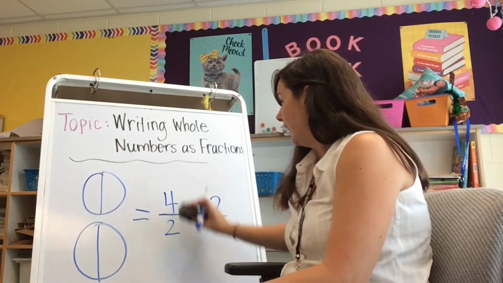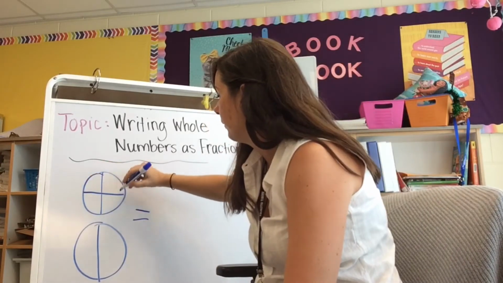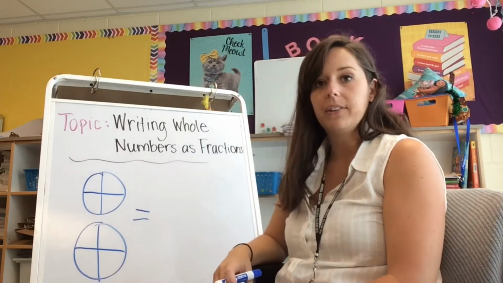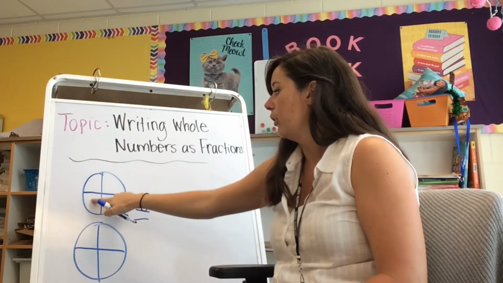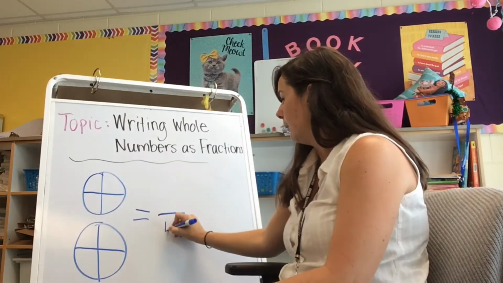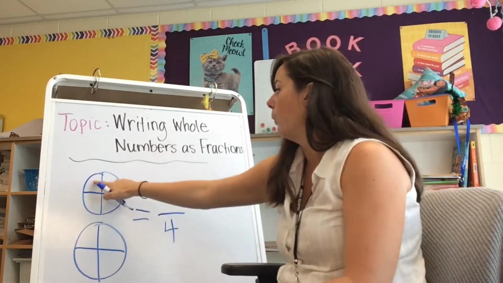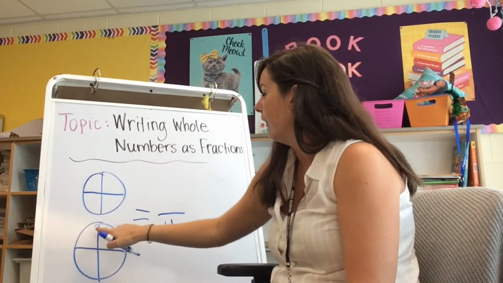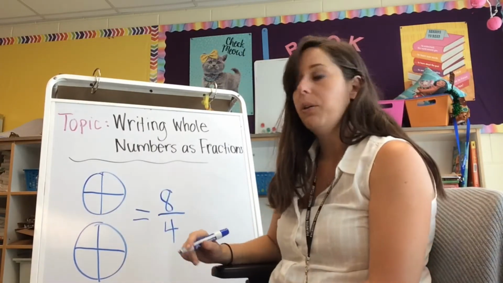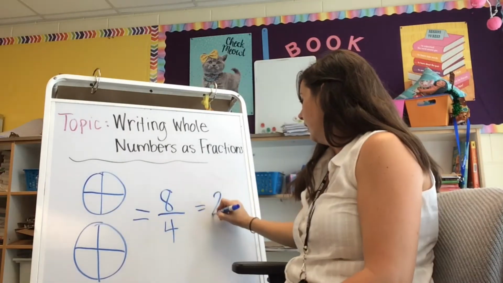I'm going to do it again, and I'm going to split it one more time. And now I can look at my wholes and see how many parts they have. They have 1, 2, 3, 4 in just one. So my 4 should go as the denominator. And now I need to count my total number of parts. 1, 2, 3, 4, 5, 6, 7, 8. So I have 8 over 4, which now equals the same amount of wholes. I still have 2 wholes.